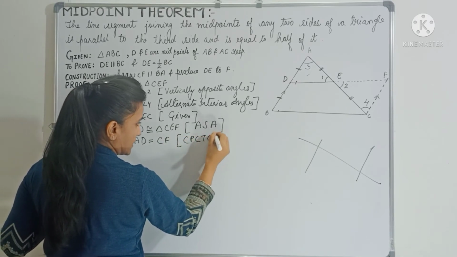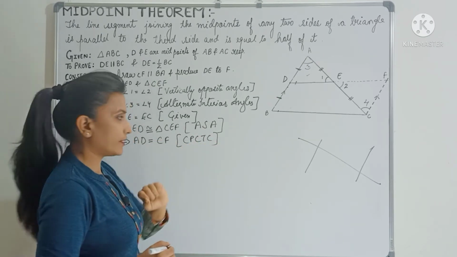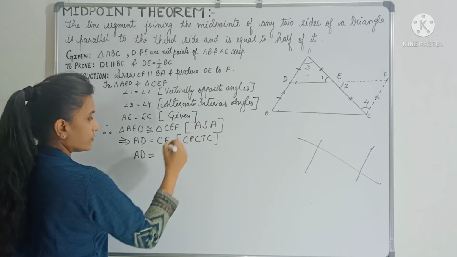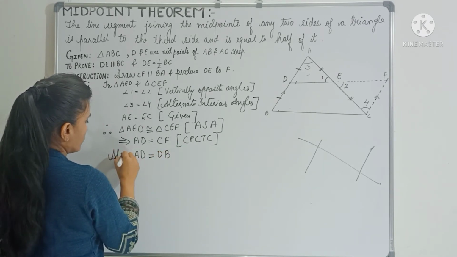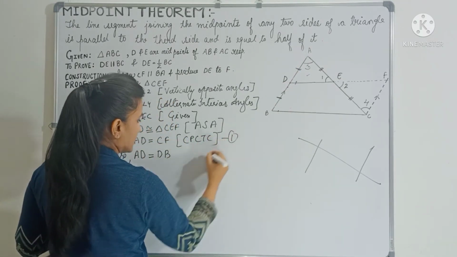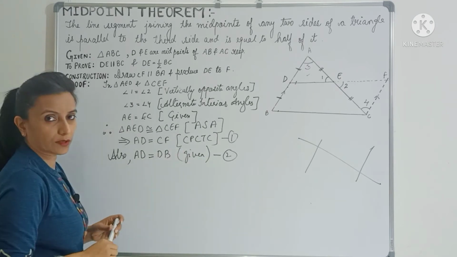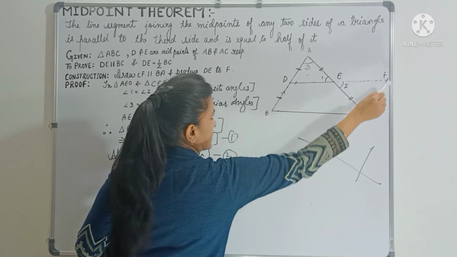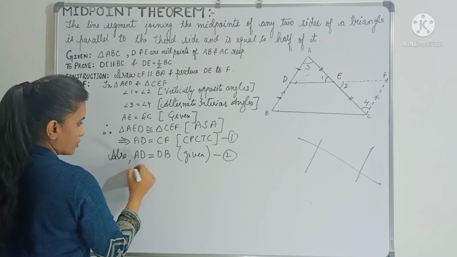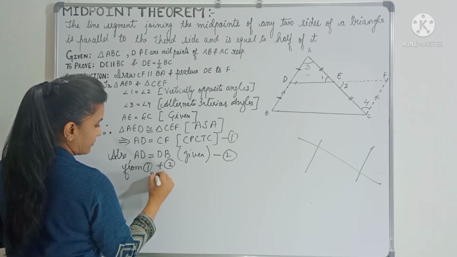By CPCTC. So what is CPCTC? Corresponding parts of congruent triangles are congruent, right? So now what about AD? AD is also equal to DB, correct? Also AD is equal to DB. So from 1, and this is also given, so from 1 and 2, what can you conclude? AD is equal to CF and AD is also equal to BD. So can I say that BD will be equal to CF, right? So from 1 and 2, BD will be equal to CF.